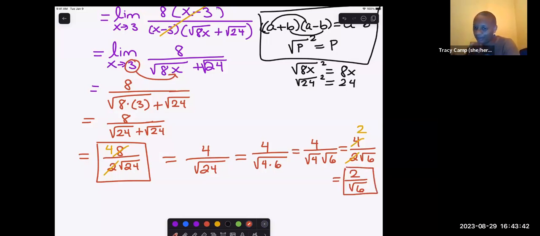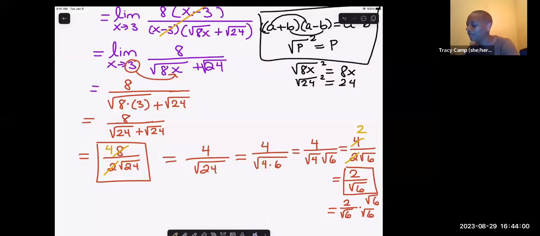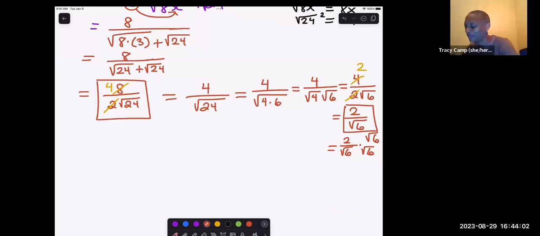And then some people, I don't care, but some people are really sticklers for rationalizing the denominator. So if I multiply both the numerator and denominator by root 6, I can get rid of the radical in the denominator. But again, just some people care. A lot of people don't care. So I end up with 2 root 6 over root 6 times root 6, which is just 6. And then this reduces because 2 goes into 6 3 times. So you could also enter the answer like this.